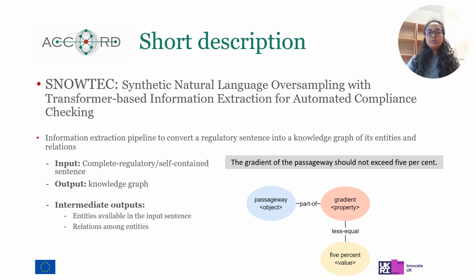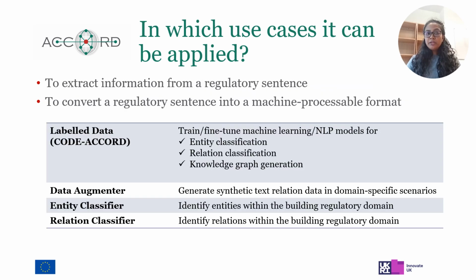This pipeline also allows intermediate outputs to support different user customizations. As a complete pipeline, SNOWTEC can mainly be used to extract information from a regulatory sentence, converting text into a machine processable format. However, we can think of it as a composition of several components, which I'll explain in a bit, that can be utilized independently for different purposes such as building machine learning modules, data augmentation, and so on.